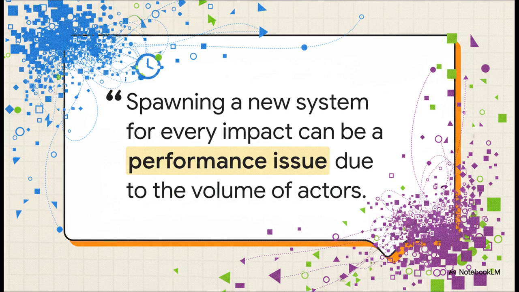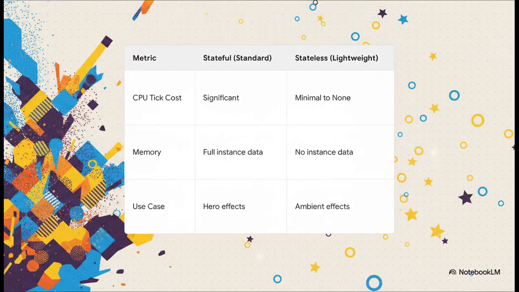The engine has to keep track of every single one, and that overhead just builds up like crazy. So, solution number one is the stateless or lightweight emitter. Just look at this comparison. The old school stateful emitter costs a good chunk of CPU power for every single instance. But a stateless one? It costs next to nothing.